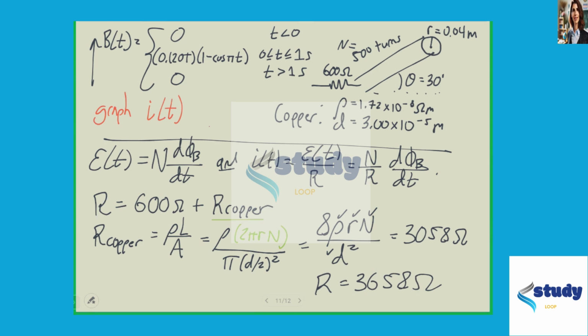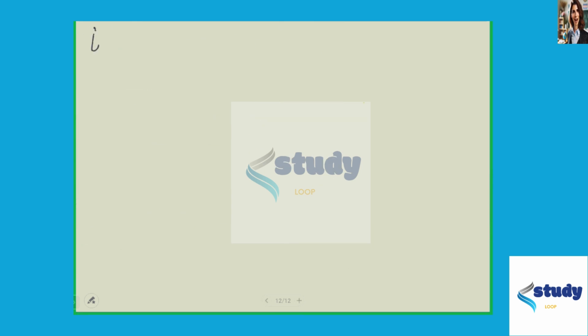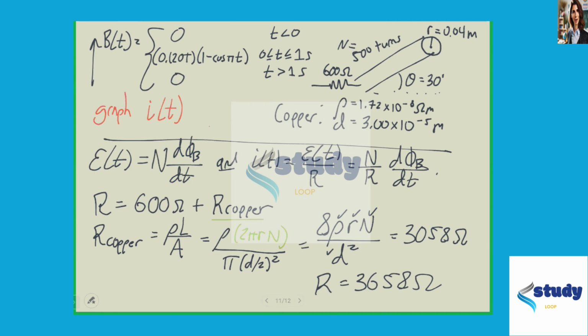Okay, so now we have the total resistance. So our formula is N over R times the rate of change of magnetic flux. Now, what is the magnetic flux? Well, it's area times magnetic field, but we have to be a bit careful. So this is N over R times pi r squared. But we have to take into account this angle.